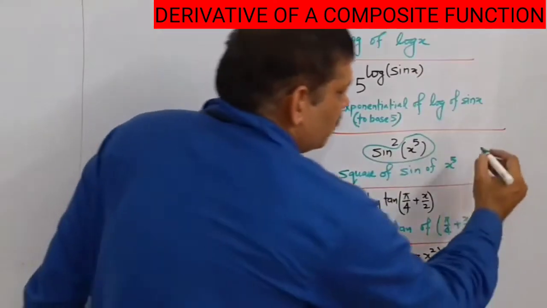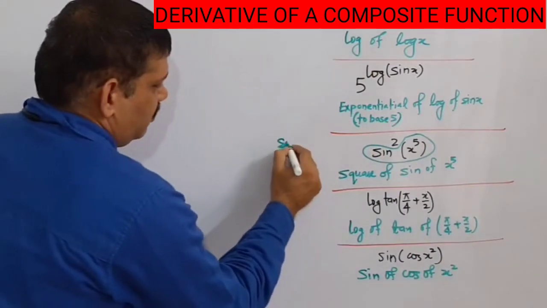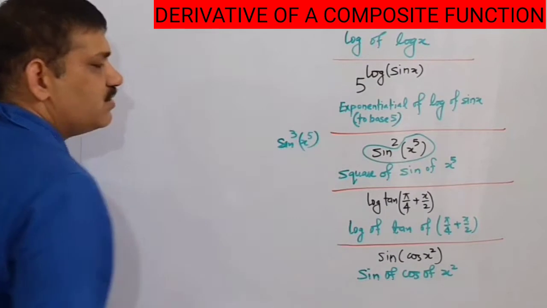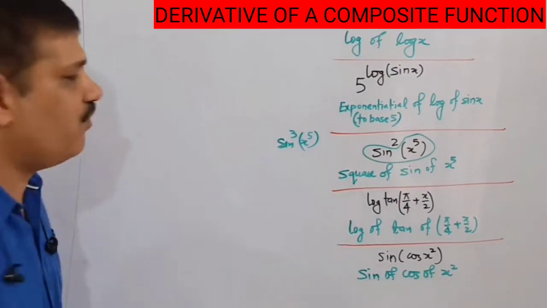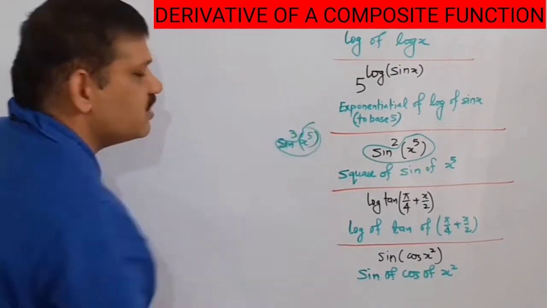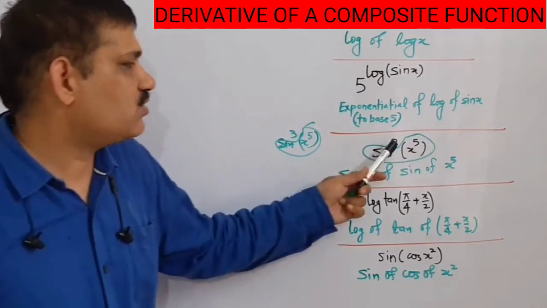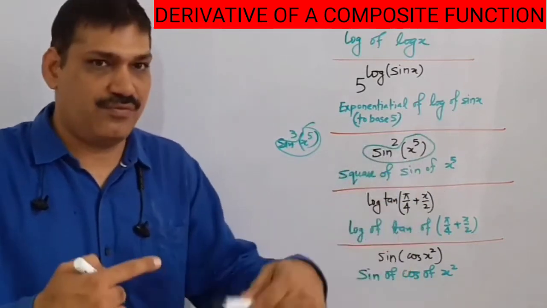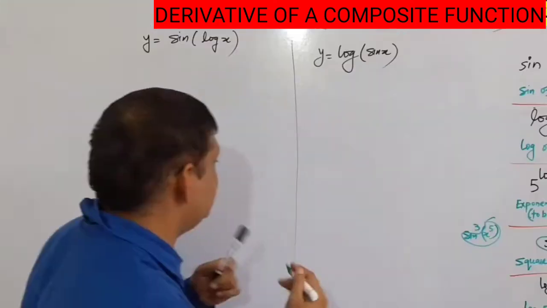Suppose you are given sine, that means cube of what? Cube of sine of x raised to 5. So here it is square of. We will not read it as sine square. Of. We need the of sounds to understand the composition.